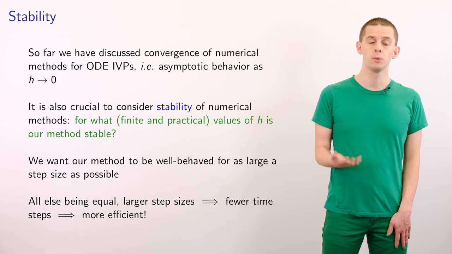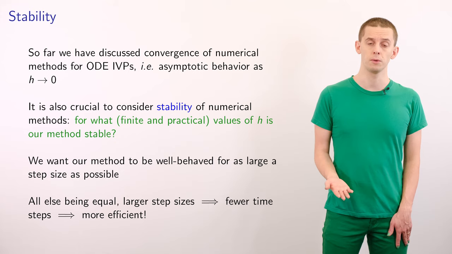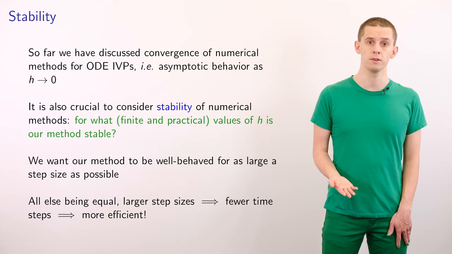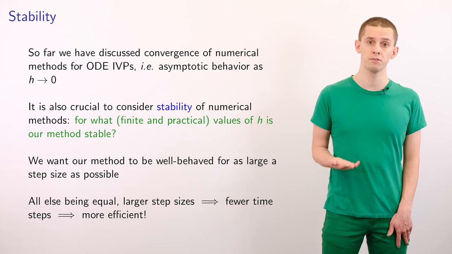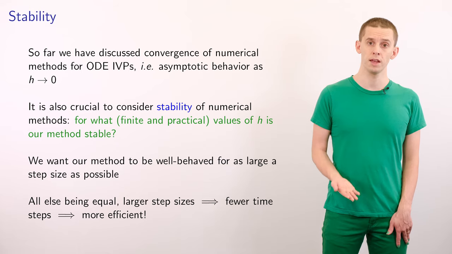In the previous video, we looked at the convergence properties of our numerical methods for ODE initial value problems. And specifically, we looked at the accuracy of our numerical solutions as our step size h tends to zero. However, it's also crucial for us to look at the stability properties of our numerical methods and understand what finite and practical values of h will give numerically stable results. And ideally, we'd like our numerical methods to give us stable results for as large a value of h as possible. And this is because, all else being equal, larger step sizes will require fewer time steps and therefore be more efficient.